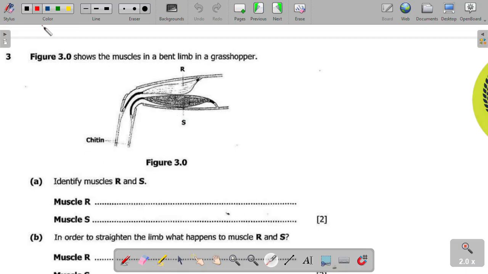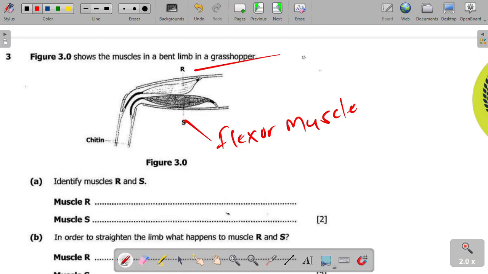Let me just get my red pen. So muscle S is what? This is a flexor muscle. What about R? R is an extensor muscle. Okay.